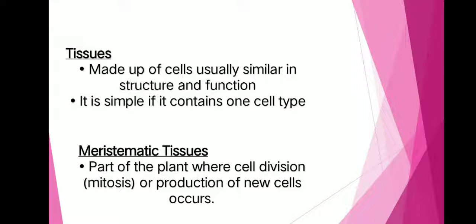Meristematic tissue. This is the part of the plant where cell division, mitosis, or production of new cells occurs. It's a type of tissue found in plants. It consists of undifferentiated cells capable of cell division.